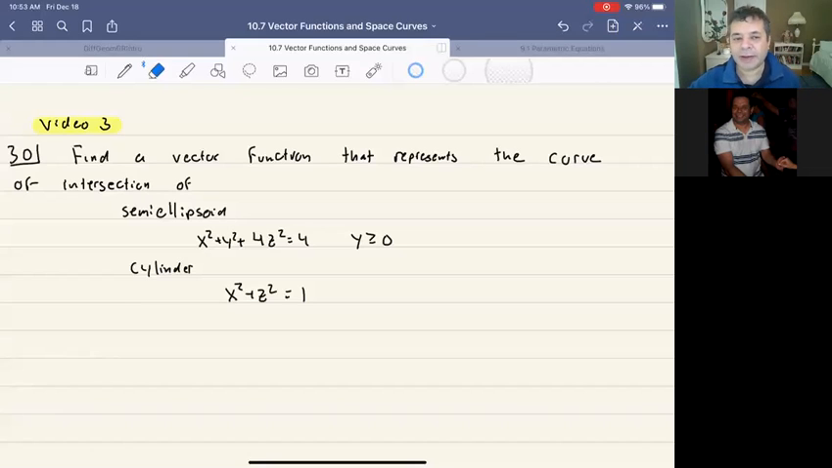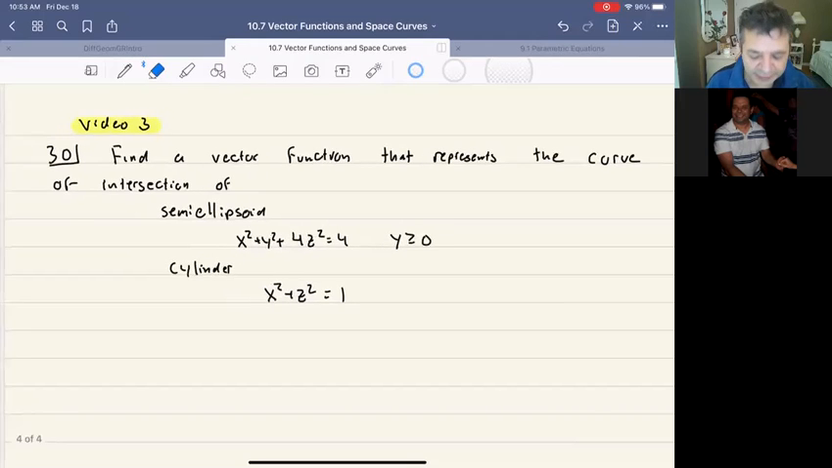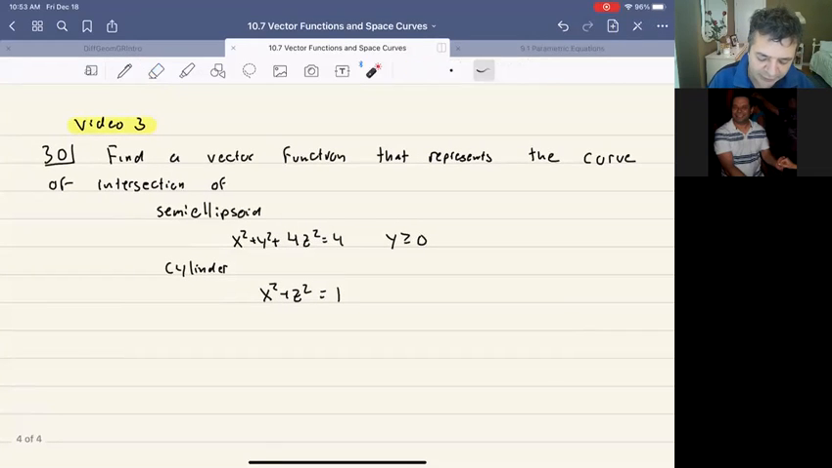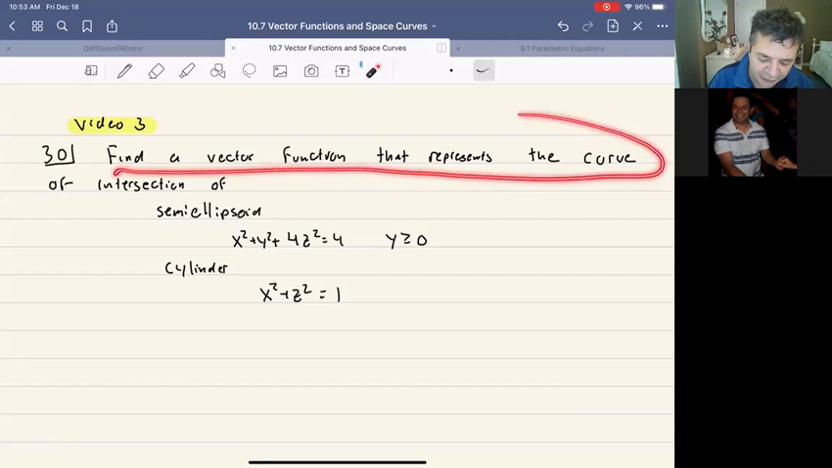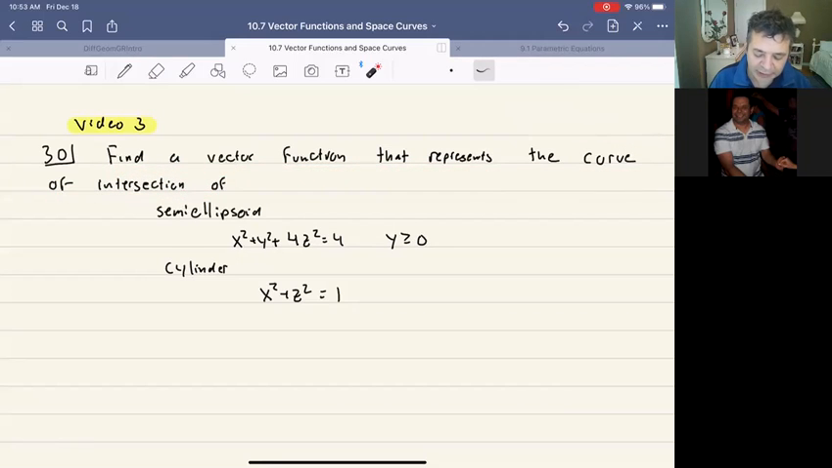All right, welcome back. So we're going to do this problem. This is number 30 in 10.7. We're going to find a vector function that represents the curve of intersection of the semi-ellipsoid, the top half of the ellipsoid x squared plus y squared plus 4z squared equals 4, and the cylinder x squared plus z squared equals 1.